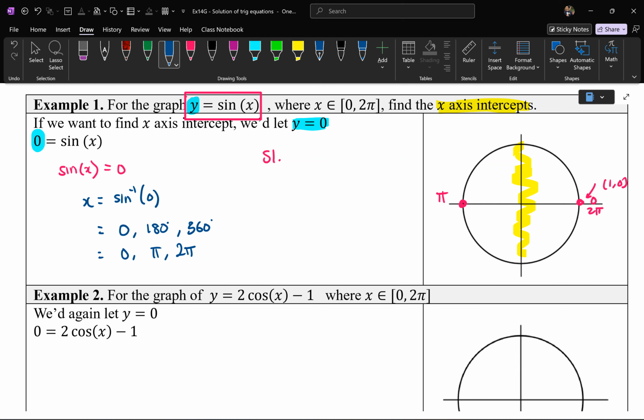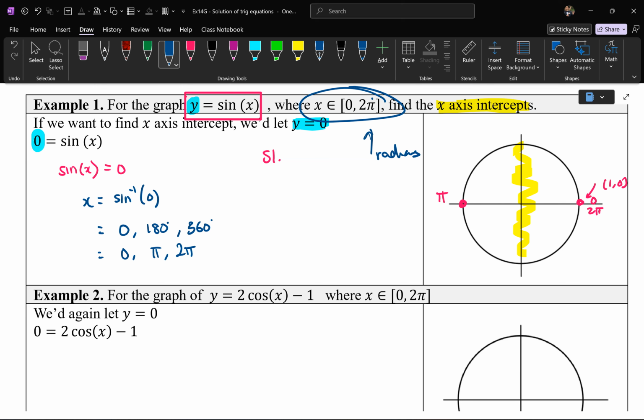Don't do it in degrees yet. Okay? In year 9 accelerated, they're doing degrees. But at this level, when you're at year 11 now, we work in radians. So we don't do it in degrees. Okay? Especially when they said x is an element of 0 to 2 pi, it means you're working in radians.